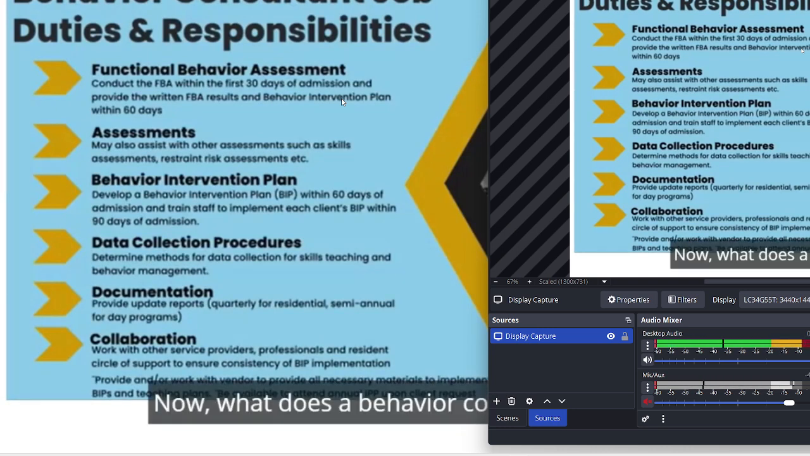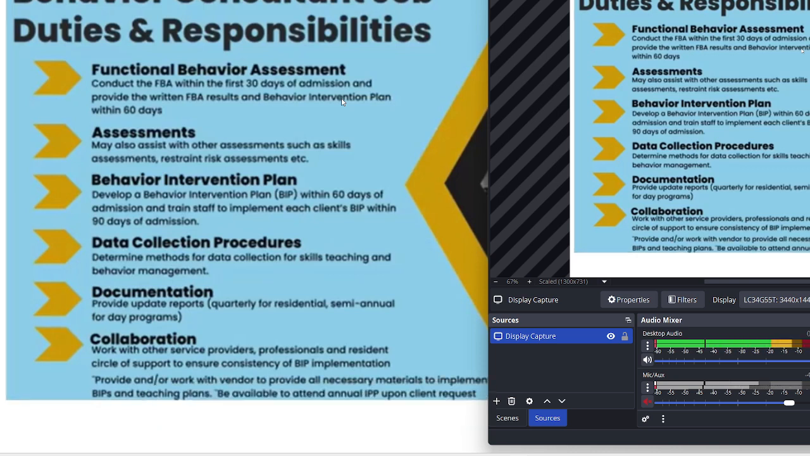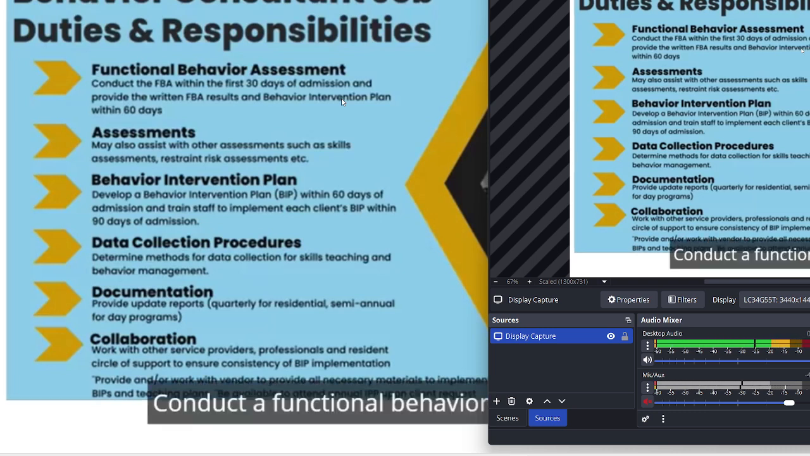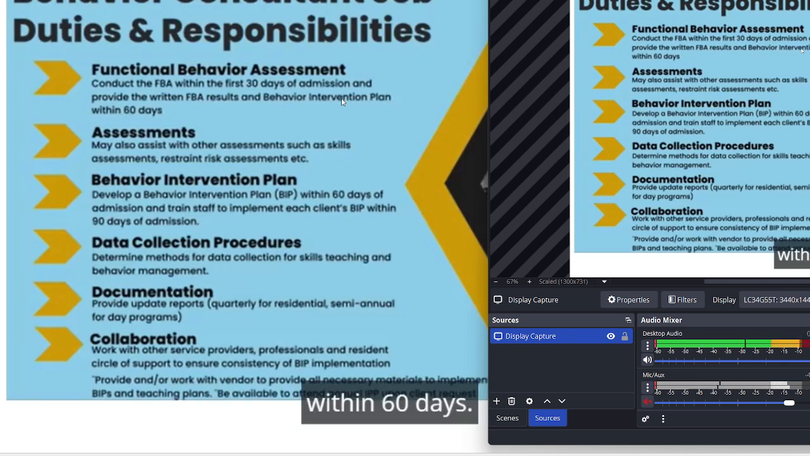Now, what does a behavior consultant do? Regional centers expect that behavior consultants will do the following: conduct a functional behavior assessment for any individual residing in your home within the first 30 days of admission, and provide a written functional behavior assessment and behavior intervention plan within 60 days.